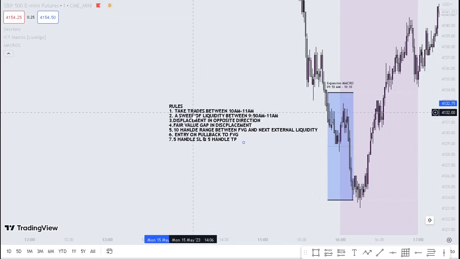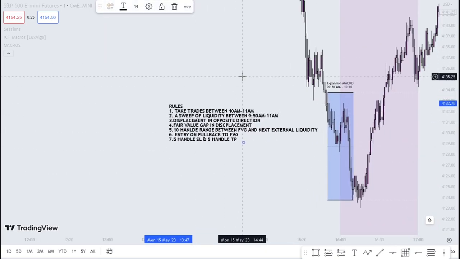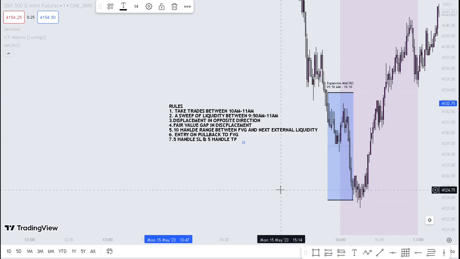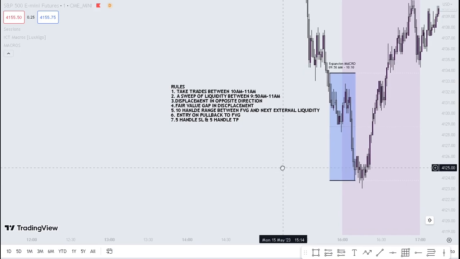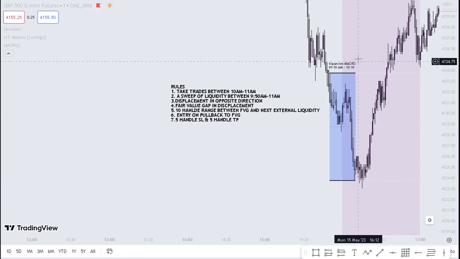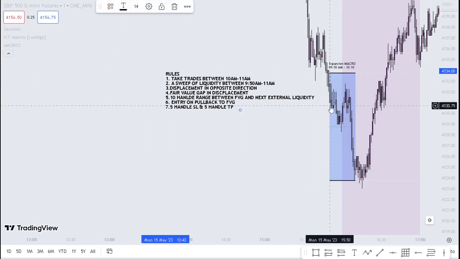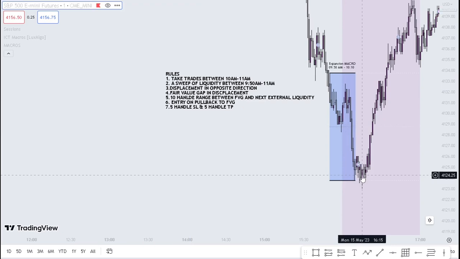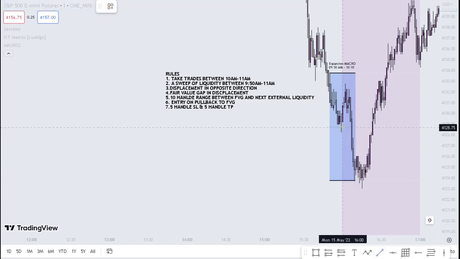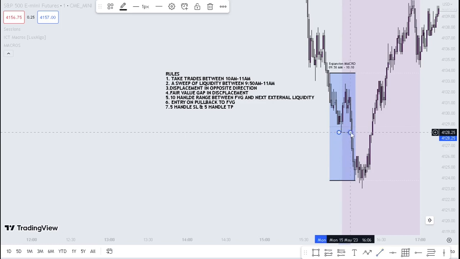So here I have Monday's data, Monday 15th. Last week we were gonna review last week's data. So if we look at Monday, my session of 10 a.m. to 11 is marked out in purple and my 9:50 is marked out in blue. So 9:50 would have started here. As you can see, we had a move down, then a move up, then a push down. And if you look at this push down, it takes out this liquidity. So this is our sweep of liquidity right there.